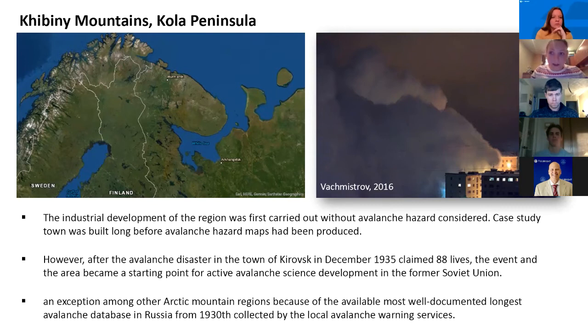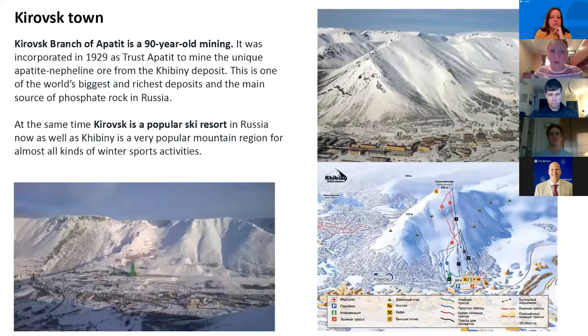However, after the big avalanche disaster in the town of Kirovsk in December 1935 claimed 88 lives, the event and the area became a starting point for active avalanche science development in the former Soviet Union. And this region is really an exception among other Arctic mountain regions because of the available, most well-documented, longest avalanche data set in Russia and even in the world from 1930s, collected by the local avalanche warning service.